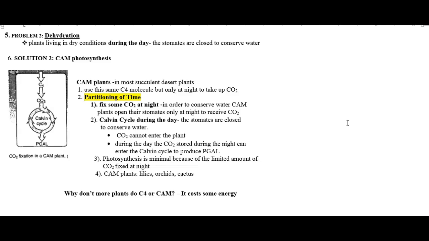So they're going to fix carbon dioxide at night in order to conserve water, because they're only going to open their stomata at nighttime, and at nighttime they're going to be able to receive carbon dioxide. So fixing carbon dioxide at night, and then the Calvin cycle during the day.